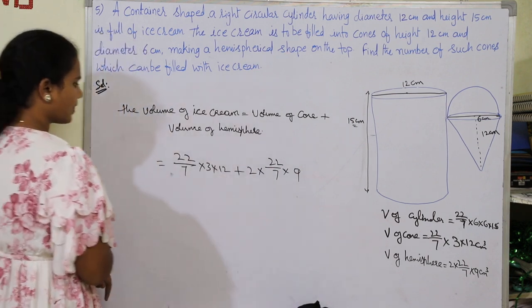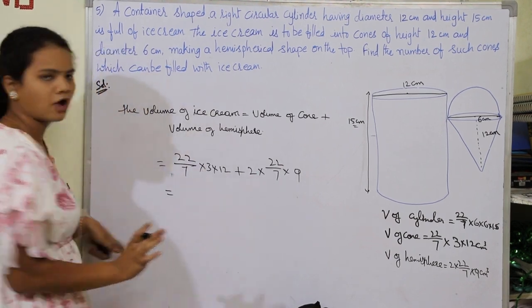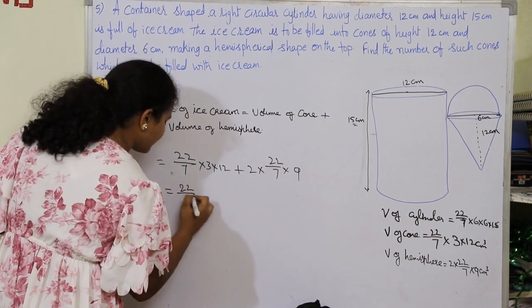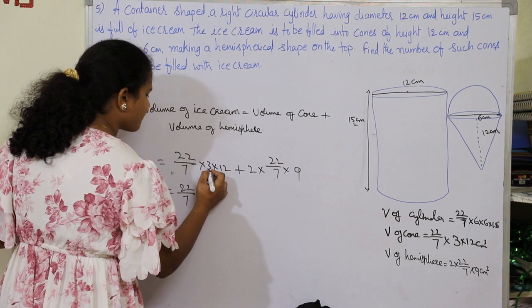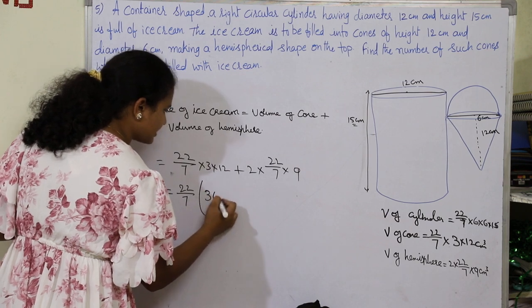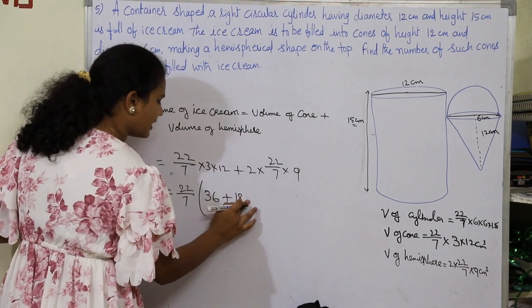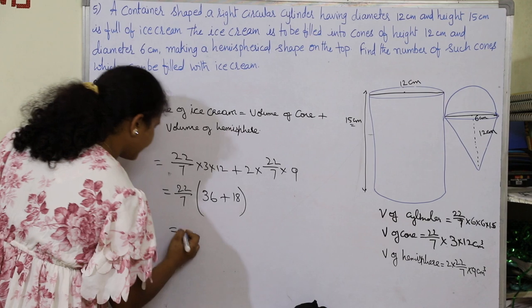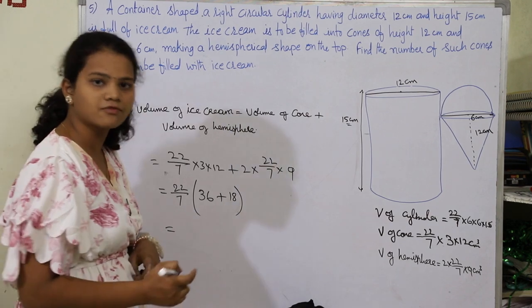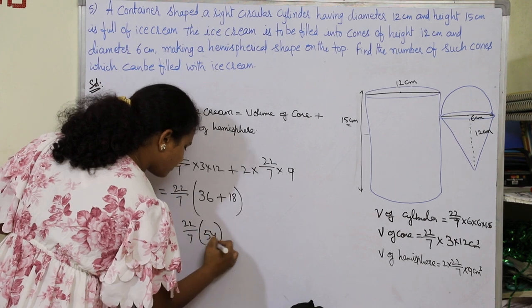Now here, just take 22 by 7 as common, guys. Here 22 by 7, here 22 by 7. Into, you have what? 3 2's are 6, 3 into 12 is 36, plus 2 9's are 18. So 36 plus 18. Therefore, I can say 22 by 7 into 36 plus 18. So 36 plus 18 gives 54. Yeah, 54, so 22 by 7 into 54.